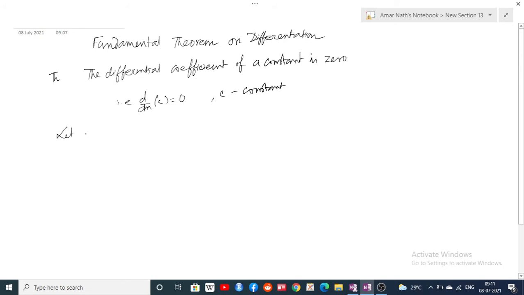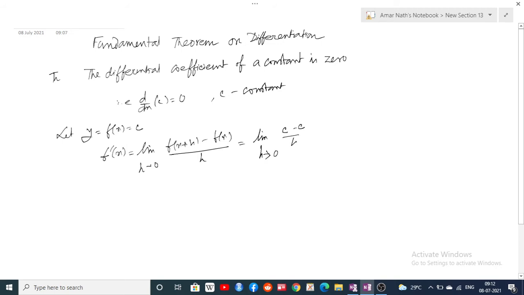Let y equal to f(x) equal to c, for any value of x. Now, as per the definition of differentiation, f dash x equals limit h tends to 0 of f(x plus h) minus f(x), divided by h. Here f(x) equals c, and for the value x plus h the value of the function is also c. Then we can put it in and we get c minus c, that is 0. The result is 0.